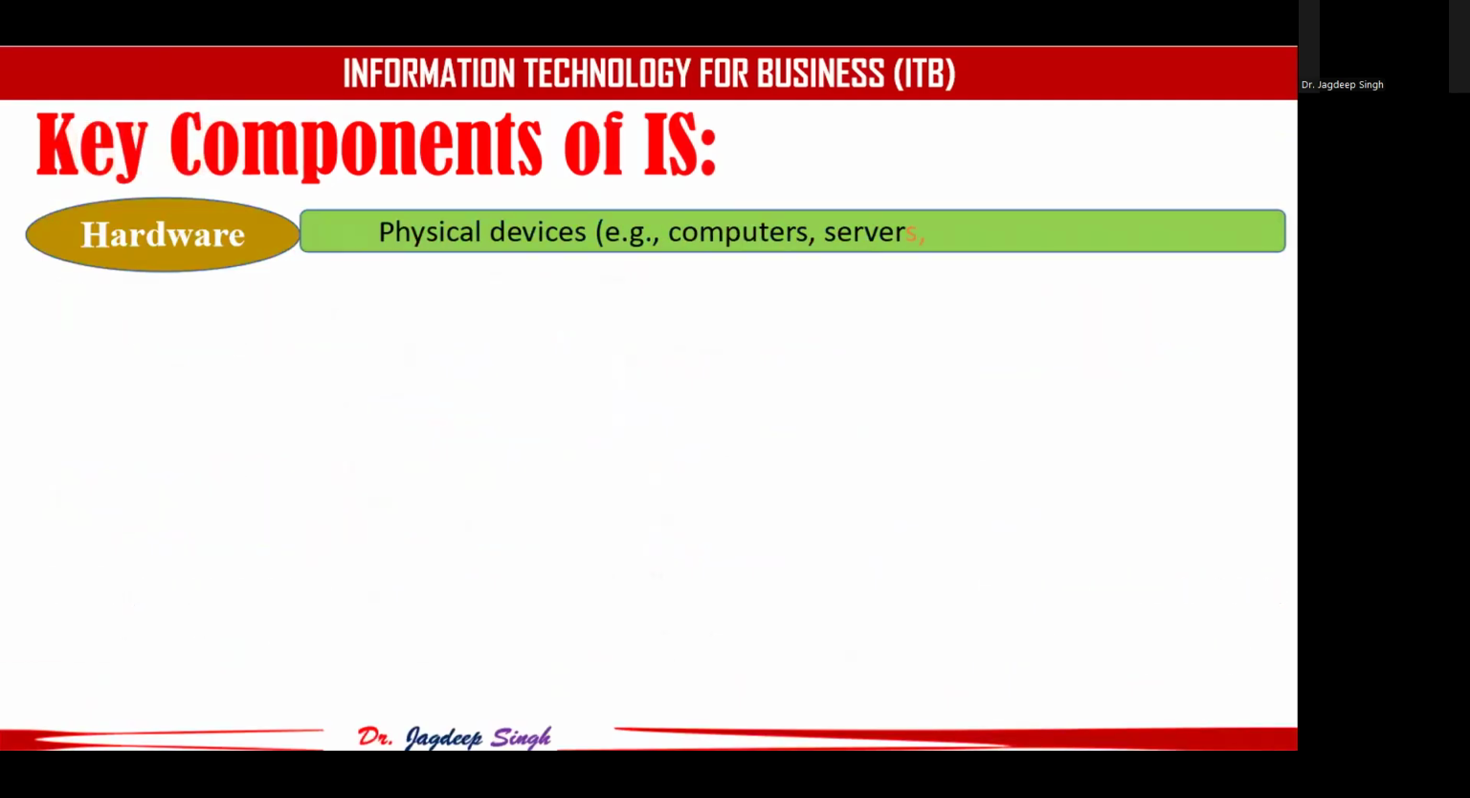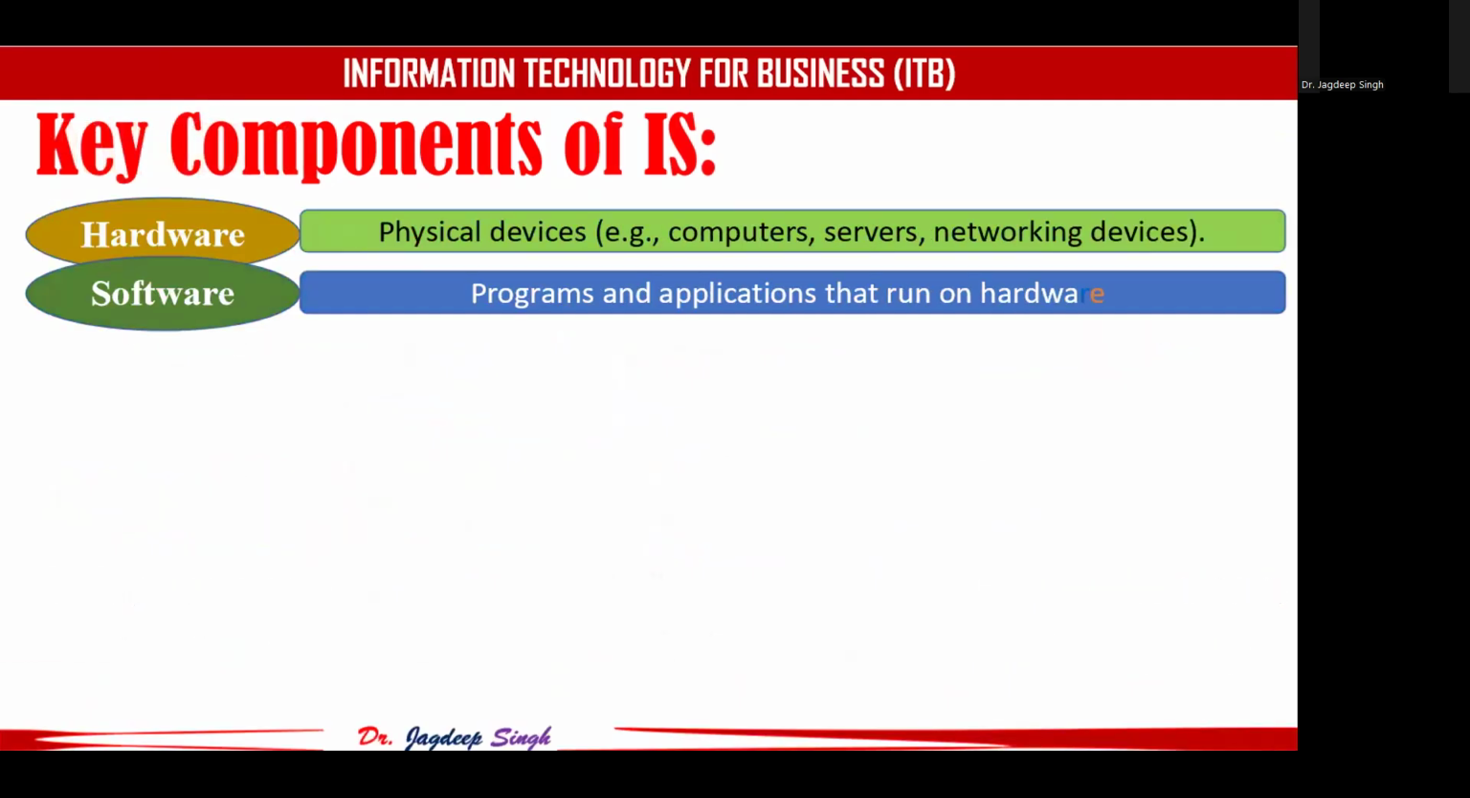Now we need to understand key components of information system. What is an information system? First we need to understand. An information system consists of IT, people, process, and data. Now we need to understand key components of information system.